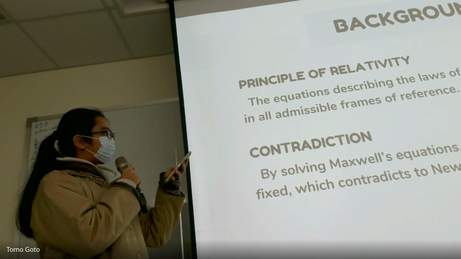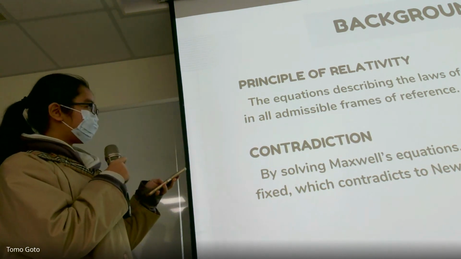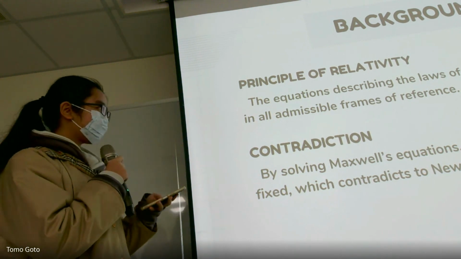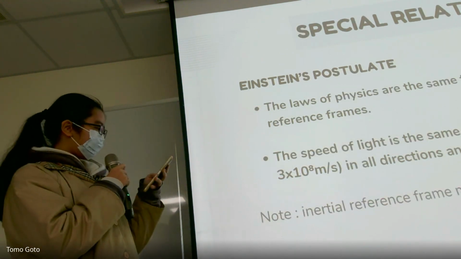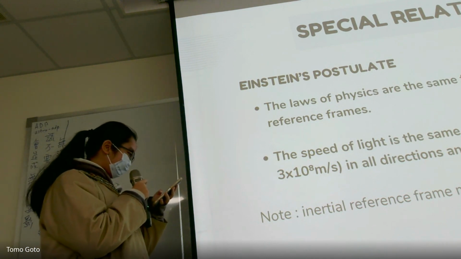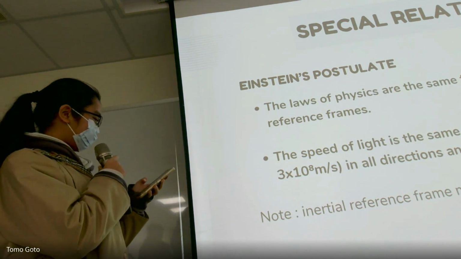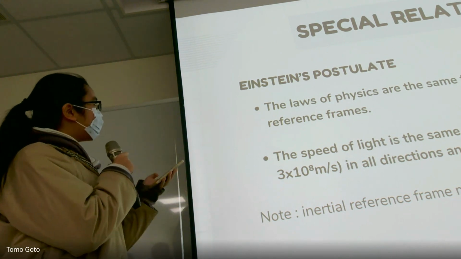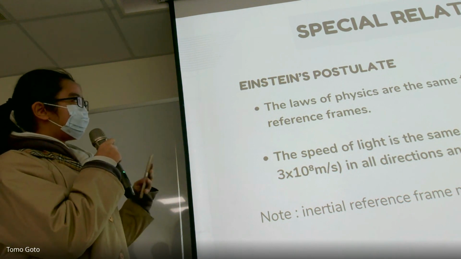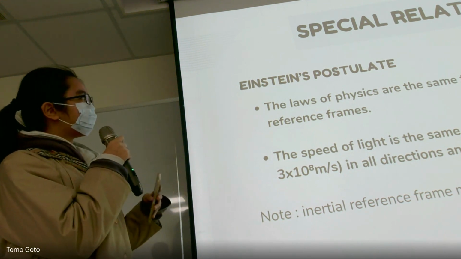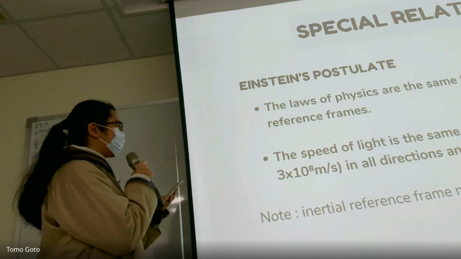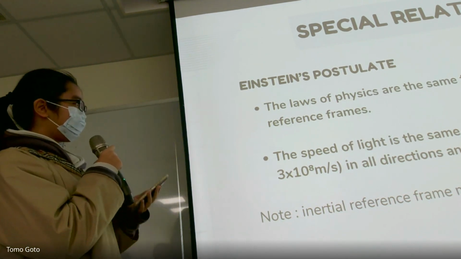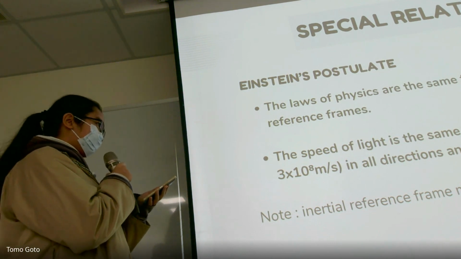However, by solving Maxwell's equations, we can find that the speed of light is fixed, which contradicts Newtonian mechanics. So Albert Einstein proposed the postulates of relativity. The first one is that the laws of physics are the same for observers in all inertial reference frames. And the second one is that the speed of light is the same in all directions and in all inertial reference frames.